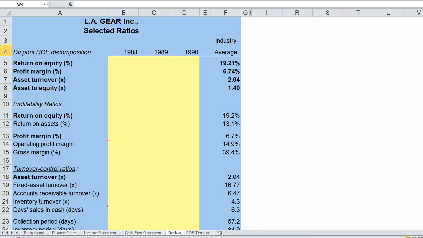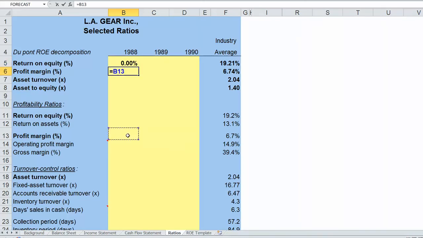Let's go ahead now and calculate our financial ratios. At the top, we have a summary of our return on equity, our profit margin, asset turnover, and asset to equity ratios. Recall that's our DuPont identity. Let's just go ahead and link those to the other locations on our worksheet. So as we fill out our worksheet, they'll pick up automatically.